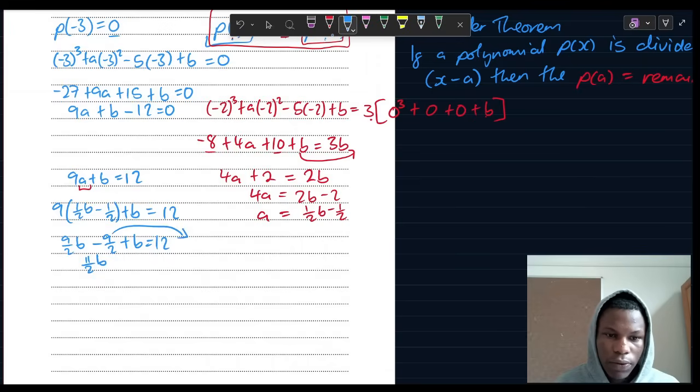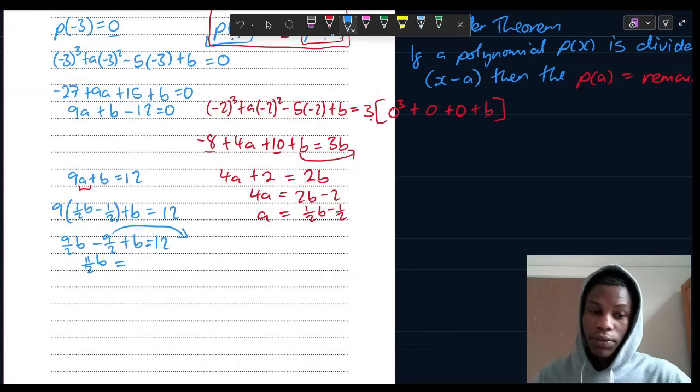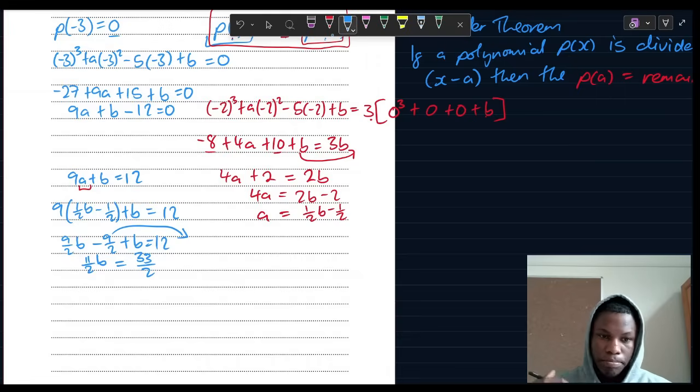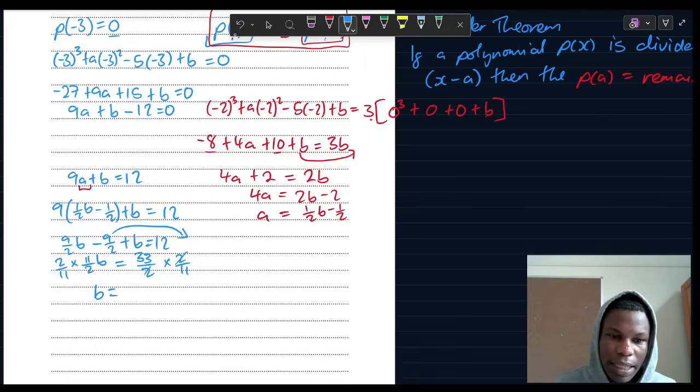Move the negative 9 over 2 this side. 12 plus 9 over 2. That gives us 33 over 2. And then here to make b the subject of the formula, we want to eliminate this fraction here. So you just multiply both sides by the reciprocal, or just the flipped version of the fraction. So multiply both sides by 2 over 11. And so you get b is equal to, these twos would cancel and you've got 33 over 11. So b has to be 3.